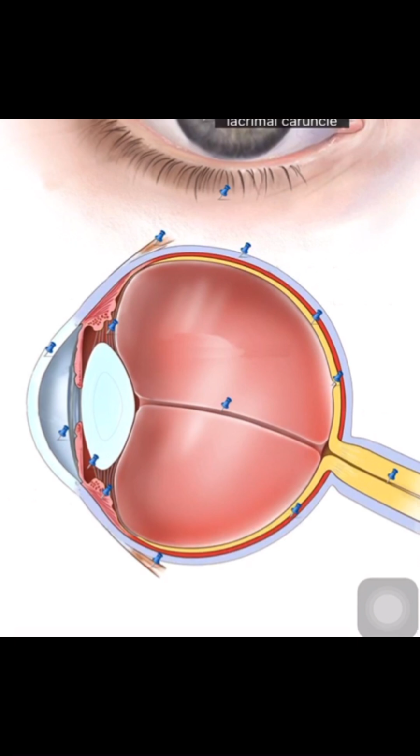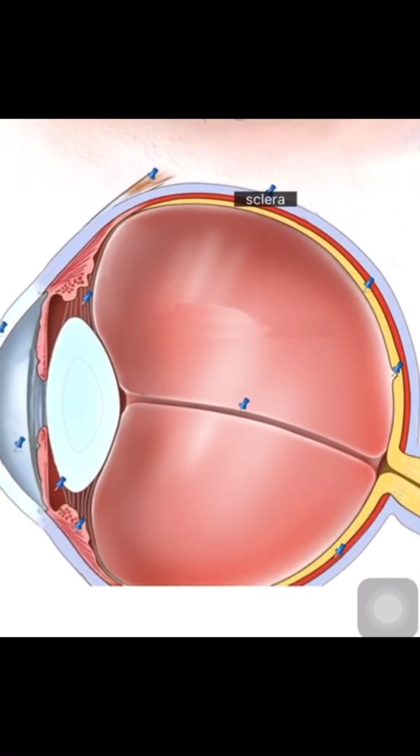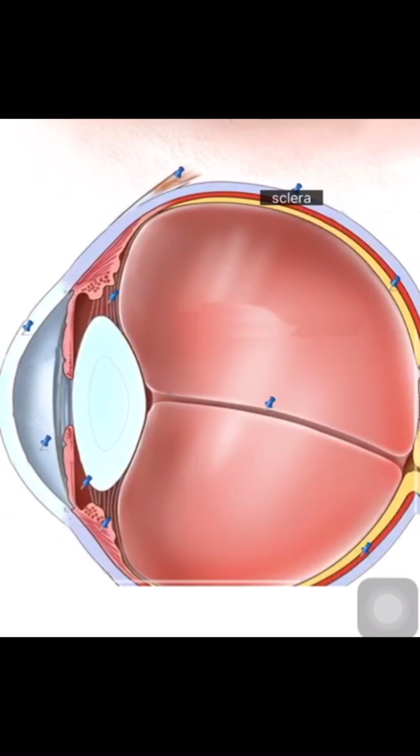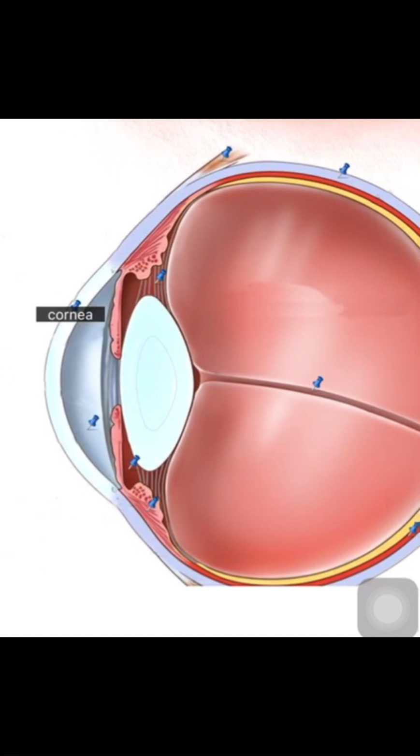In the outer fibrous layer we have the sclera and cornea. This is the sclera. The sclera covers the posterior and lateral walls. It is white in color and anteriorly it continues with the cornea. The cornea is transparent. It is a fibrous membrane that gives attachment to the extrinsic muscles and maintains the shape of our eye.